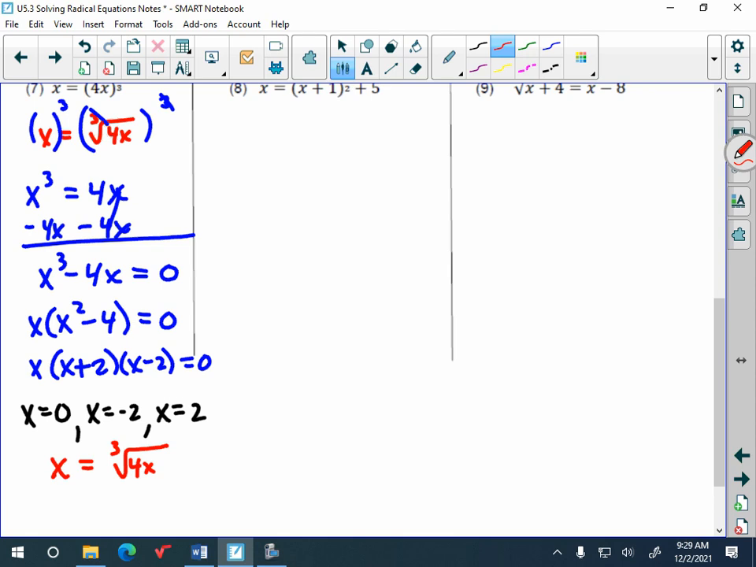Now I check negative 2. So I put negative 2 here, negative 2 here. I want to see, will this side simplify to negative 2? 4 times negative 2 is negative 8. The cube root of negative 8 is negative 2. So yes, negative 2 works. I check the positive. 2 goes here, 2 goes here. I want to see, will this side simplify to 2? 4 times 2 is 8. The cube root of 8 is 2. So all 3 solutions work.